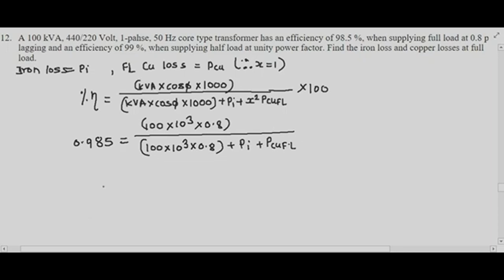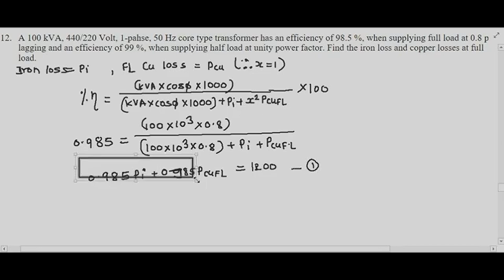Or simply I will first of all simplify this. If you simplify this, you will get 0.985 Pi plus 0.985 PCU full load equals 1200. This first equation you will get from the efficiency which is given at the full load.